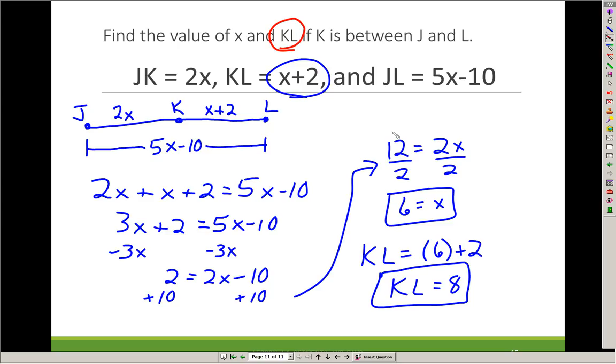So that does it. We've done distance, midpoints, and segment addition. Segment addition we will use all the time, where the parts add up to equal the whole thing.